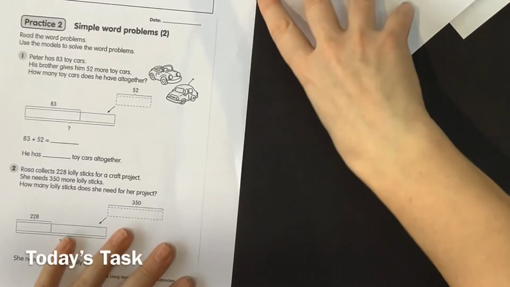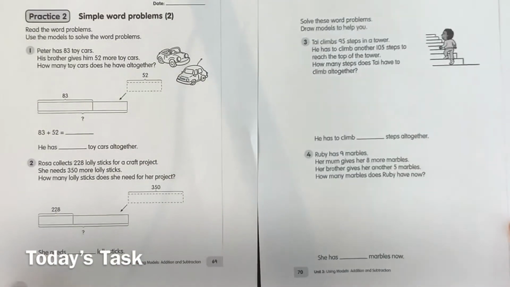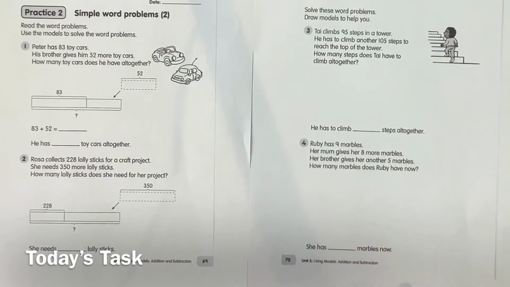Okay, your task today then is to do some of these calculations. So just find the right page for you. So same thing there where you're adding objects on. The first couple, the bar model is drawn for you, and the next 2, there is no bar model, you have to draw your own.